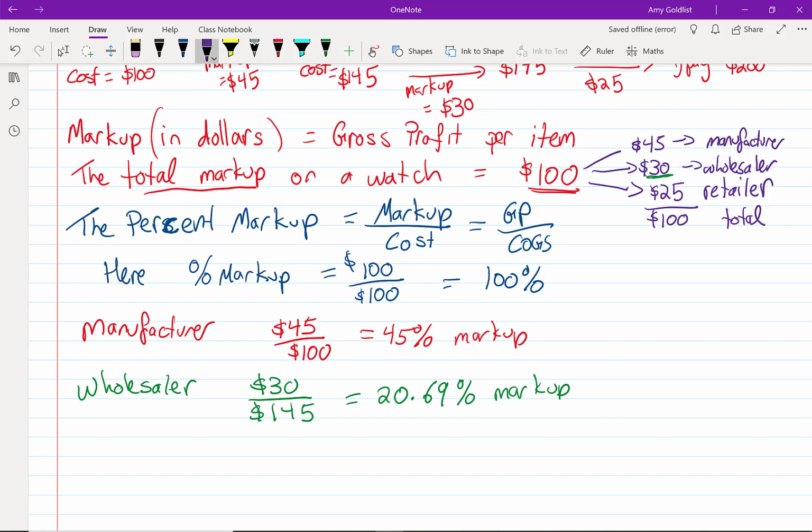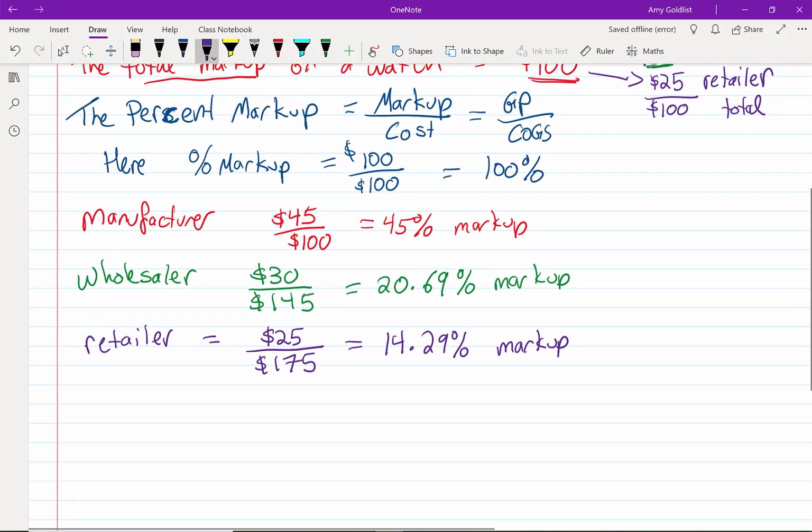And finally, let's go to the retailer. Well, their profit was $25, but they paid more. They actually ended up paying $175, which gives us a markup of 14.29%. The denominator here changes because it was the cost at each step.